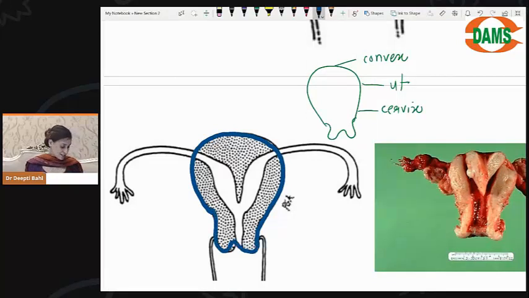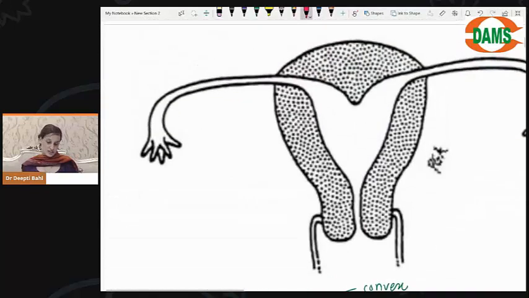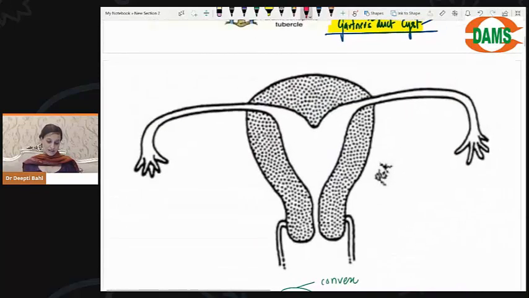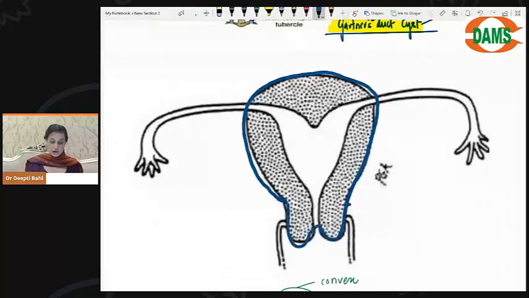Yes, the external contour is normal. Okay, now look at another uterus and tell me. Now there is another uterus on your screens. Normal or abnormal? Normal external contour.